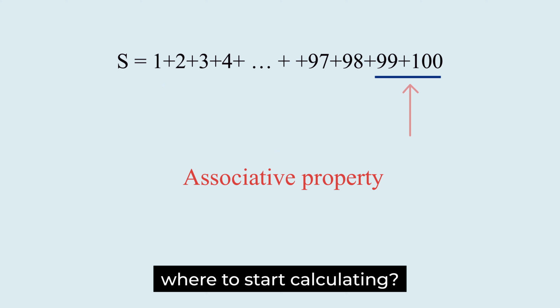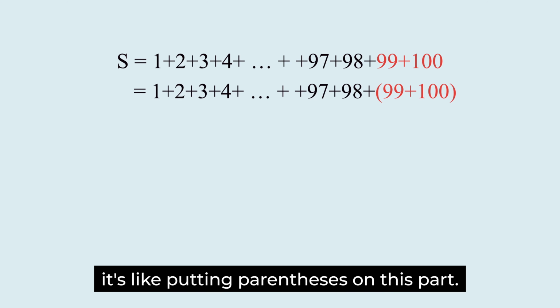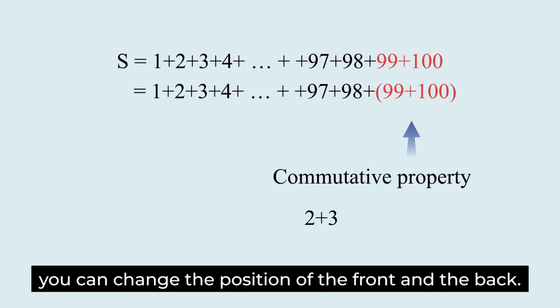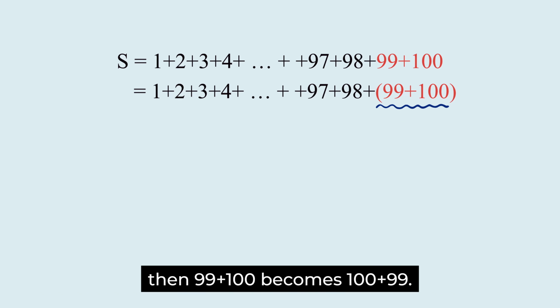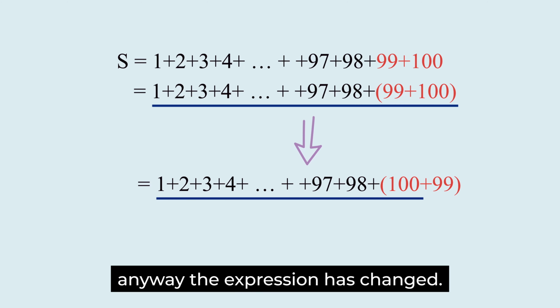Where to start calculating? I chose 99 plus 100 first. It's like putting parentheses on this part. And apply the commutative property here. The law that says you can change the position of the front and the back. Then 99 plus 100 becomes 100 plus 99. Anyway, the expression has changed.